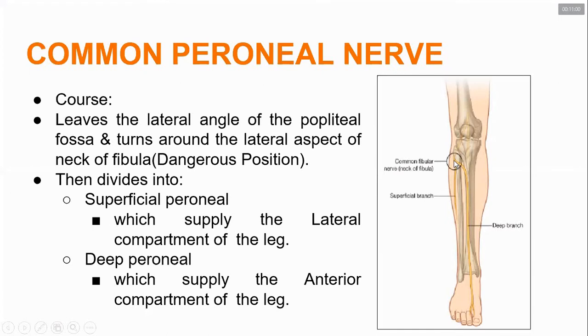So the deep branch, what will it do? It will pierce the extensor digitorum longus muscle. So it pierces the extensor digitorum longus muscle, and it runs in the anterior compartment of the leg along with the anterior tibial artery. So posteriorly, along with the posterior tibial artery, the tibial nerve will run, and along the anterior aspect, along with the anterior tibial artery, the deep peroneal nerve will run.